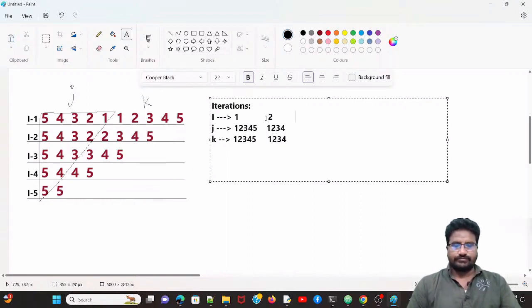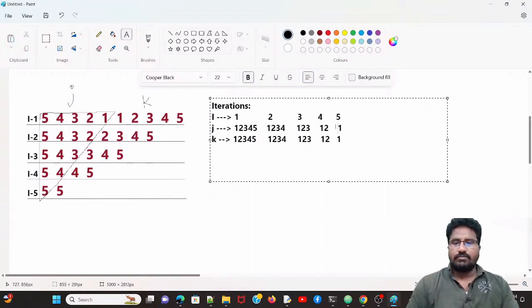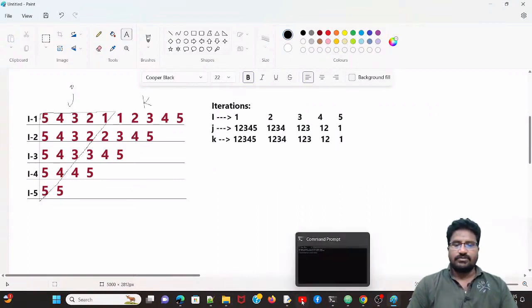Remember that point. When i value is 3, then j iterates 3 times, k also 3 times. When i value is 4, then 2 times, k also 2 times. When i value is 5, 1 time, here also 1 time. That 1 time, what is displaying? 5 displaying. All of you, okay? So I'm writing here the number of iterations. Okay? Right. So let us try now.